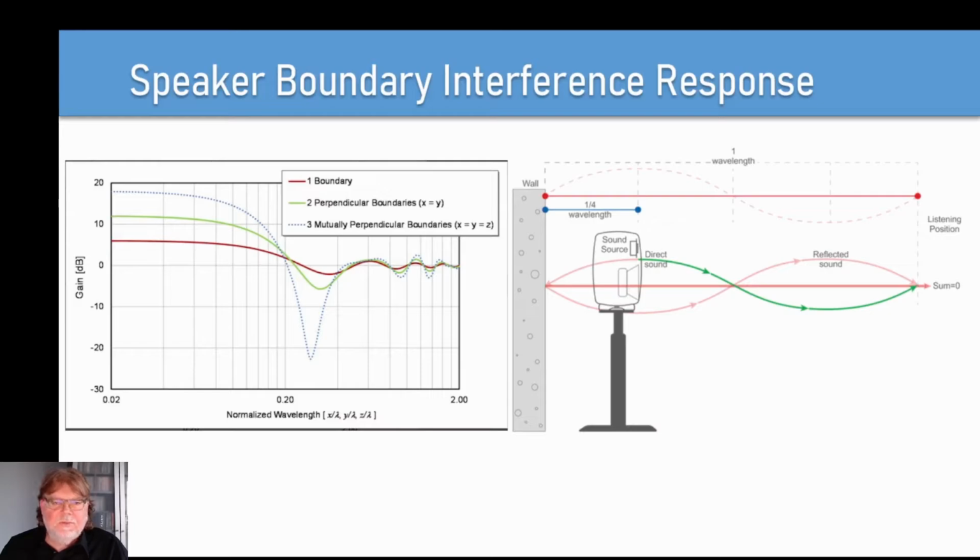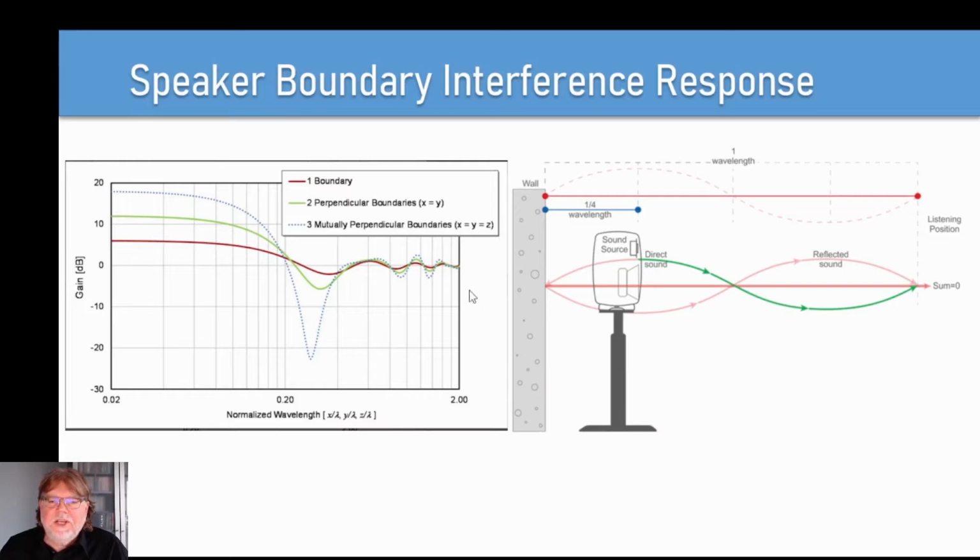And if things weren't complicated enough, where you place your speakers near walls will have an effect on both frequency response and level. Here we see what is called a speaker boundary interference response, or SBIR. There are SBIR calculators for that as well that allow you to plug in your own dimensions.